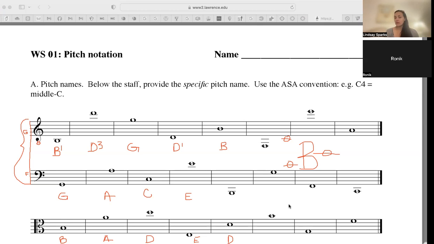So, any questions about notation, like finding the notes on the staff? No. No, good. Okay, there was one other thing, and I don't know if I can share it or not.